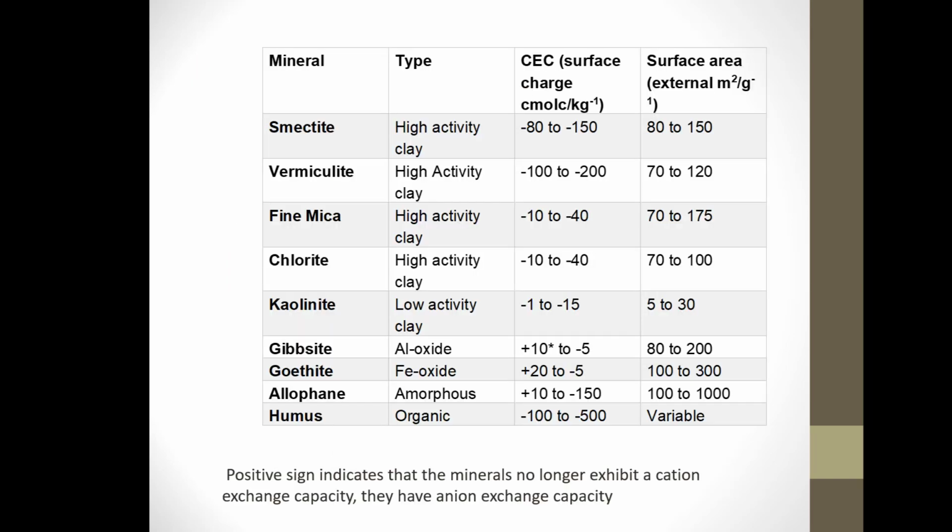And not all clays are equal in their ability to have a surface charge. Kaolinite has very low activity clay. That's what's used for pottery and that sort of thing. You can see humus has a very high CEC charge.